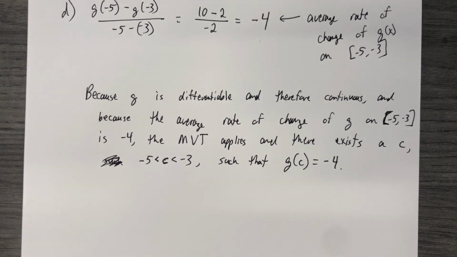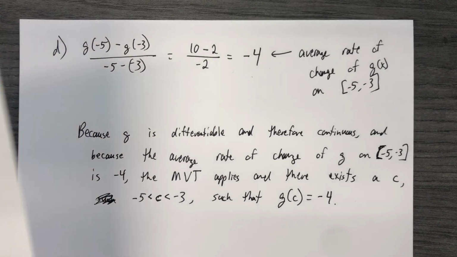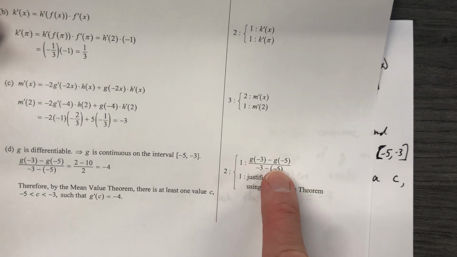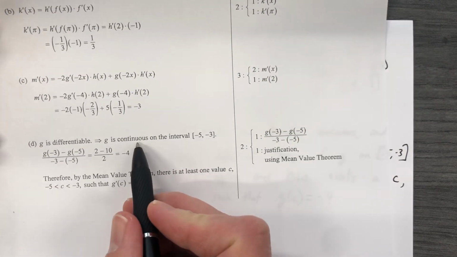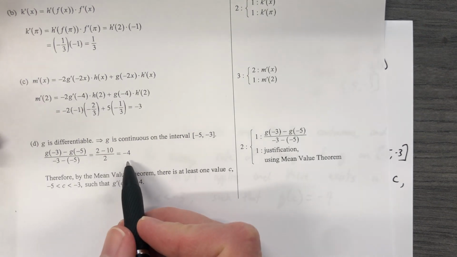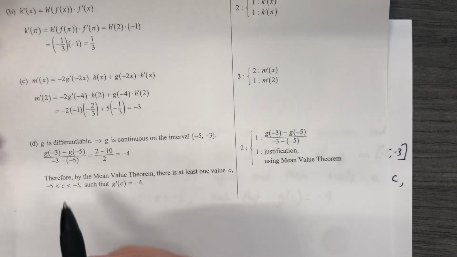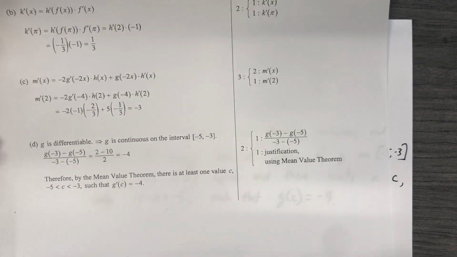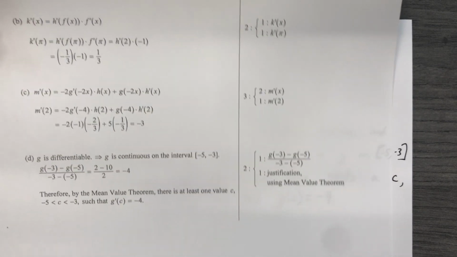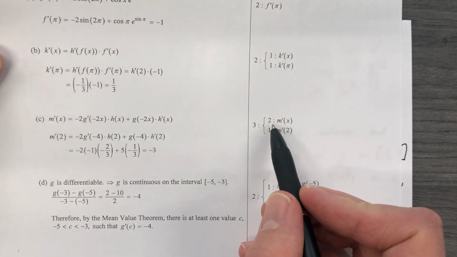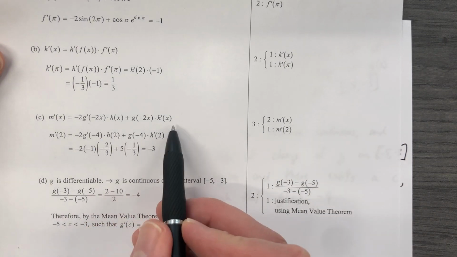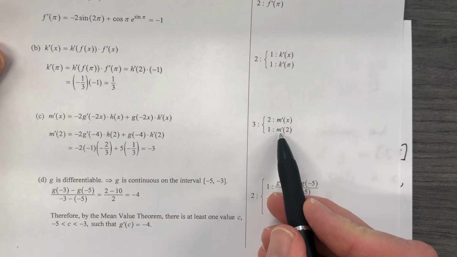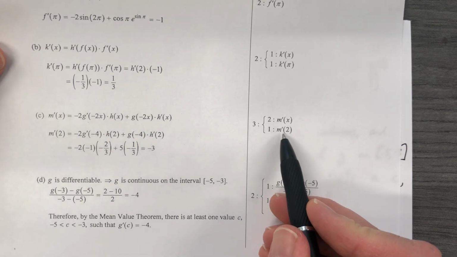I'll start with part D since we just did it. We needed this to get a point, and we needed the justification using the mean value theorem. And again, continuity and the average rate of change. We had to have those. And then we had the explanation down here. So it was worded well. And for part C, we needed the derivative of x. That was worth 2 points, which we found, and it was right. And we needed the slope of m at 2, which was worth 1 point. It was -3, and that was also correct.